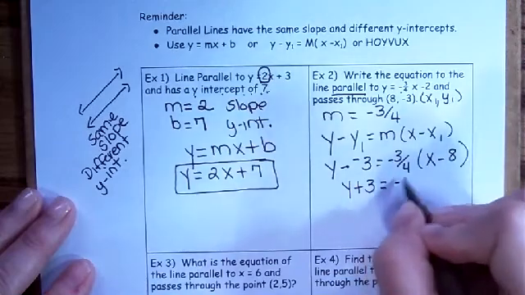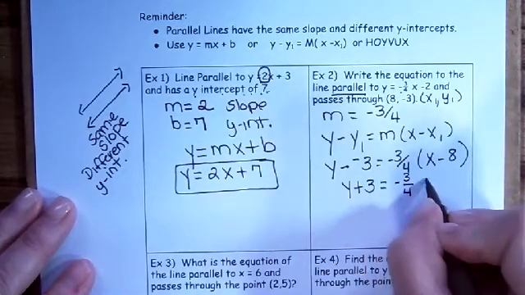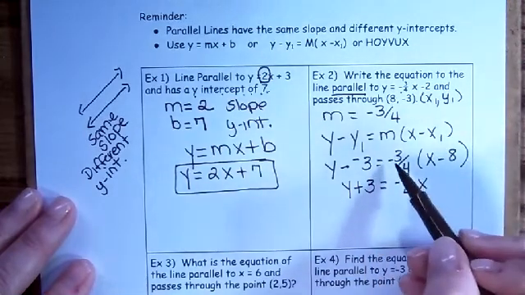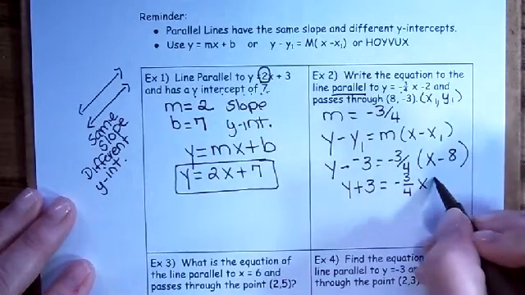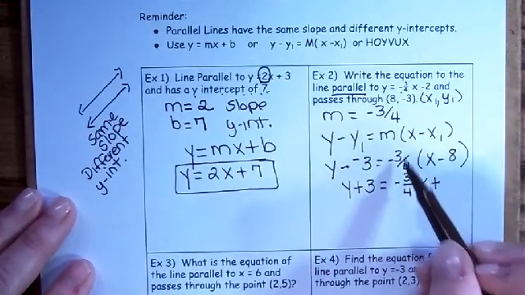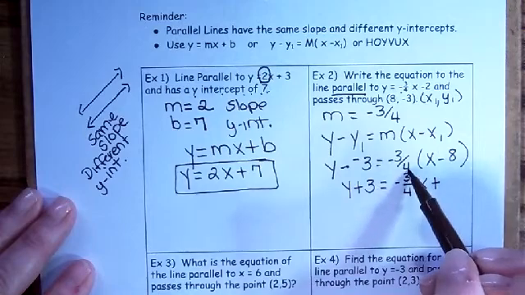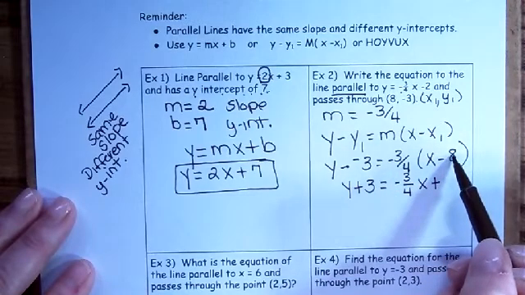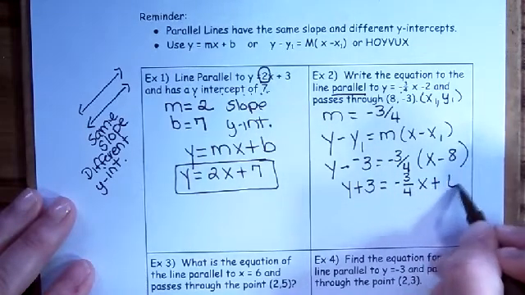So I've got negative 3/4 x. Now, be careful right here. Negative times a negative is a positive. Remember our little trick about multiplying fractions and whole numbers? 4 divides into 8 2 times. 2 times 3 is 6.